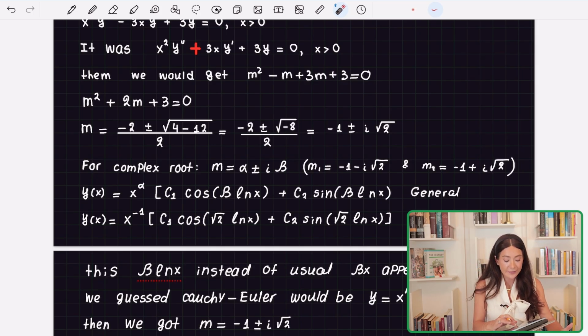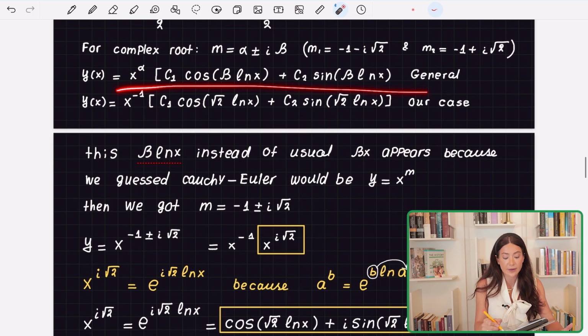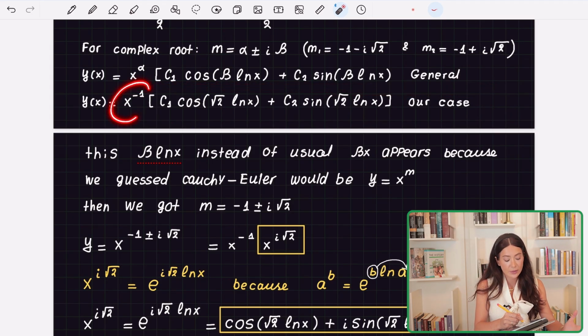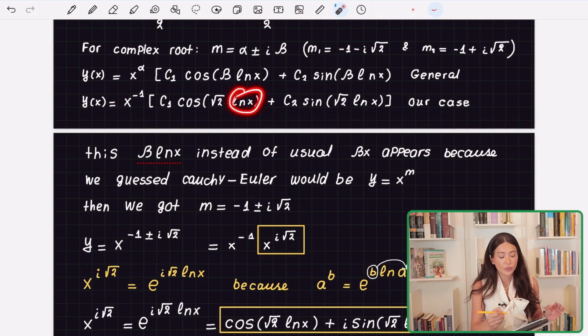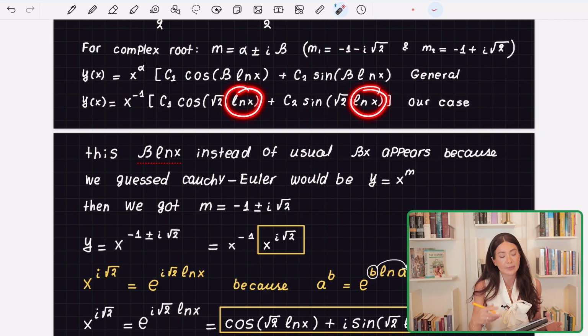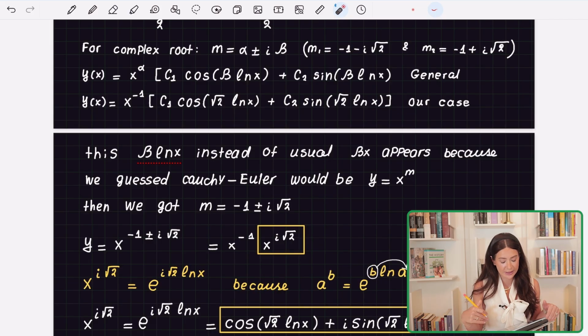So then I will have to use this form, right? This is the general form. And in my case, alpha is -1, so I will write it like so. Now, the only weird thing here should be this ln x that might be surprising to you, and I will explain where that comes from here.